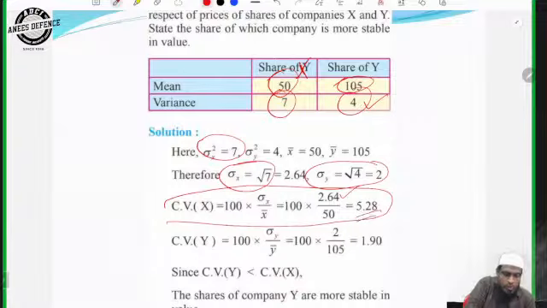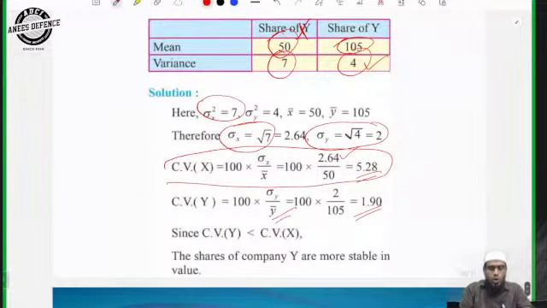Similarly, for company Y, the coefficient of variance is 100 into sigma y by y bar. So 100 into 2 by 105 is 1.90. So 5.28 and 1.90 are the coefficients of variance of the two companies. The company with the low value of coefficient of variance, we can say is more consistent in performance. So if you want to put in a share, put it on company Y.